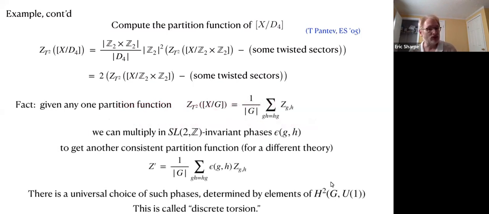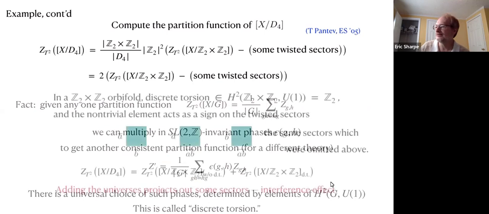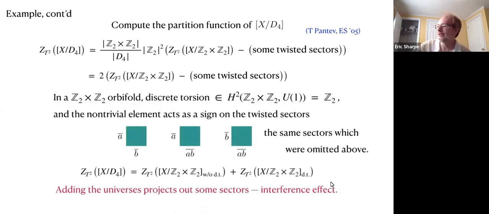Now we can clean this up some more. Given any one orbifold, I can multiply in some modular invariant phases to get a consistent partition function for a different theory, which has this form. There's a universal choice of such phases called discrete torsion. And in fact, in a Z2 cross Z2 orbifold, there is one non-trivial choice of discrete torsion, which acts on exactly these contributions by a sign. These are the same sectors that I omitted to build the Z2 cross C2 orbifold.